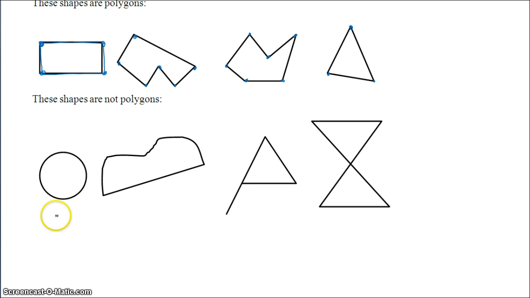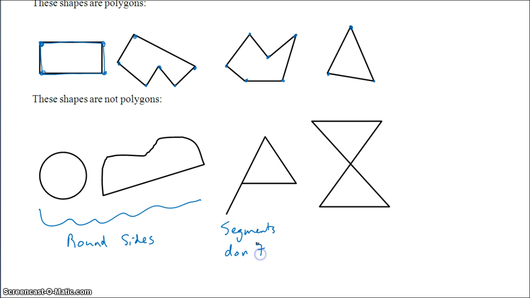These shapes are not polygons. These first two shapes have rounded sides. The sides of these shapes are not straight lines. This shape is not a polygon because the segments don't end at endpoints. If we look at this segment right here, I have an endpoint here and an endpoint here, and this line segment hits the line segment not at an endpoint but in the middle of that line segment.